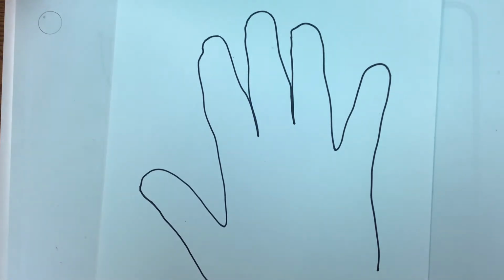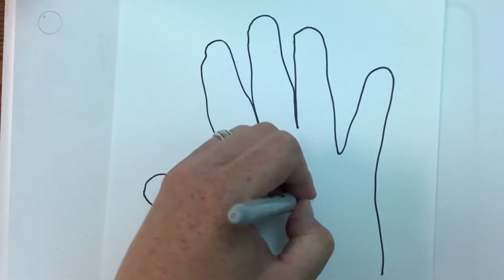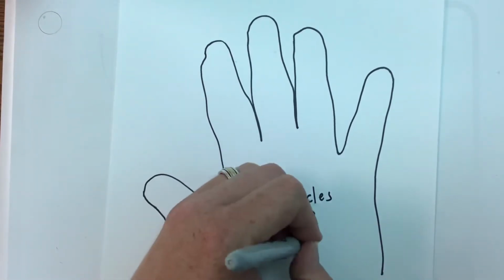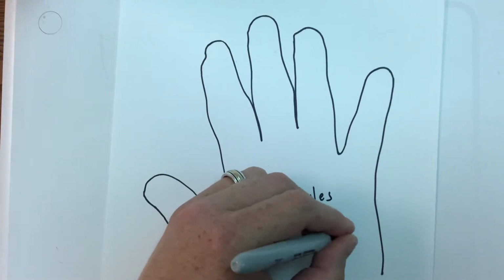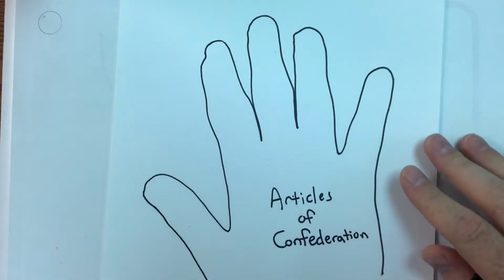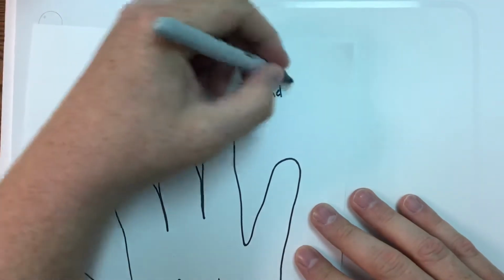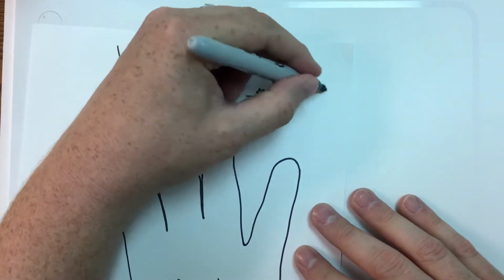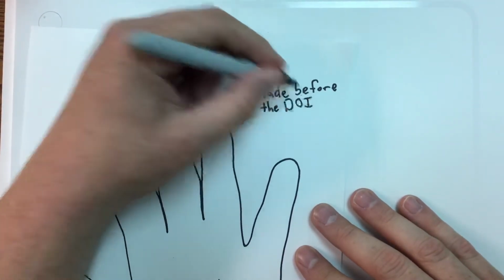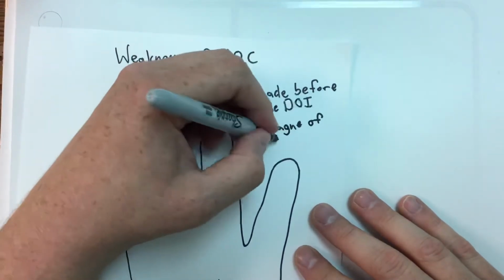And what we're going to do is in the middle of it, we're going to write down Articles of Confederation. Now, the Articles of Confederation were made before the DOI, and also known as the League of Friendship.